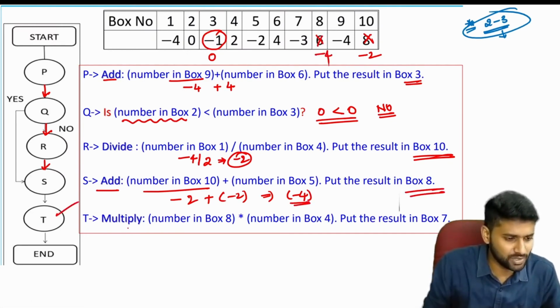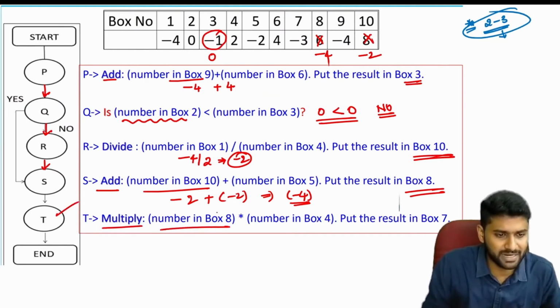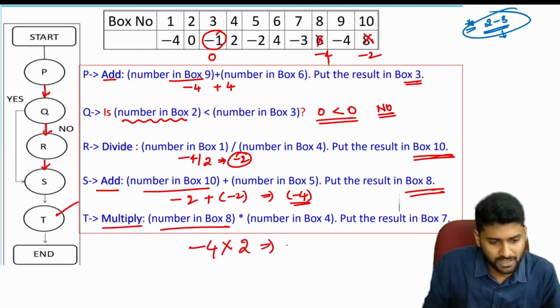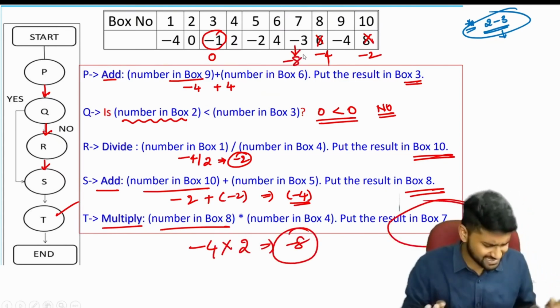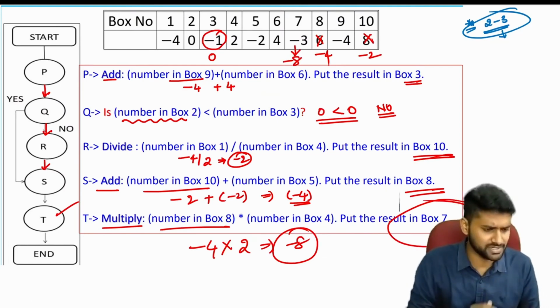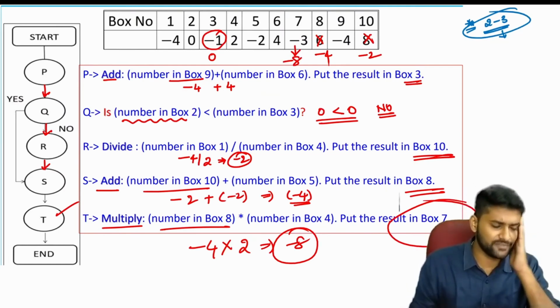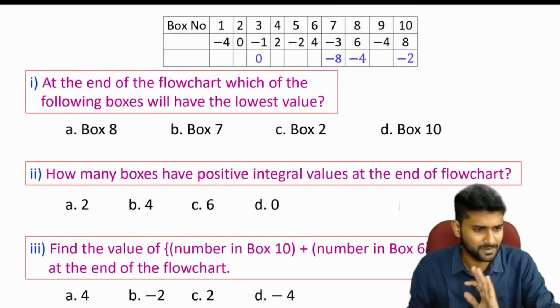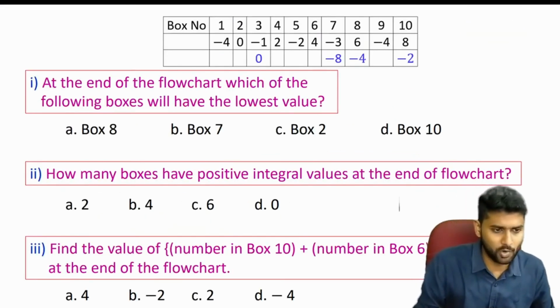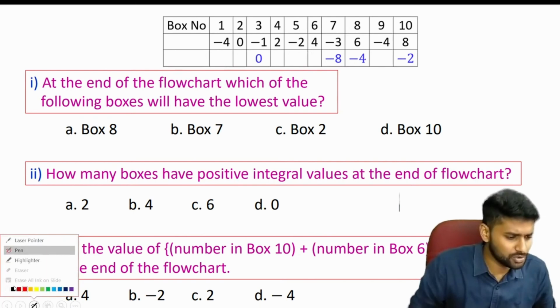Again S to T. What T says is multiply box number 8 with box number 4. Whatever the resultant you get, that should be replaced in box number 7. Is it clear? That's it. It's a simple mathematical operation. But while seeing the sheet, they feel it's difficult, though it's completely based on the way you understand this picture. Yes, we already replaced all these numbers. Now you can solve the questions, guys.